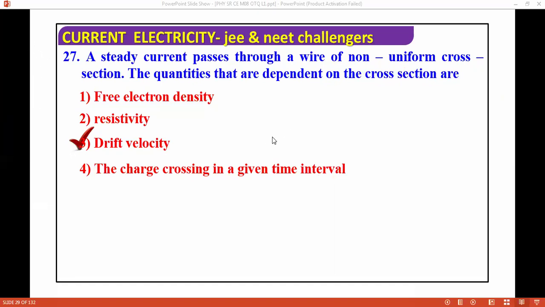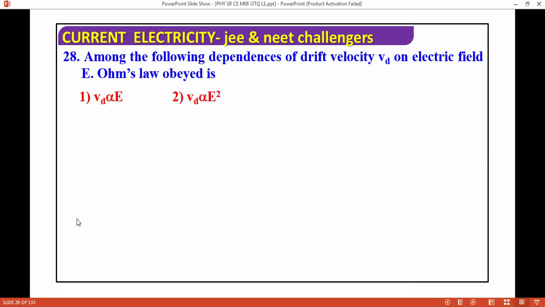Next, we are moving to the next question. Among the following, the dependence of drift velocity on electric field, Ohm's law obeyed. Basically, the question asks you the relation between electric field and drift velocity, and the relation is proportional.